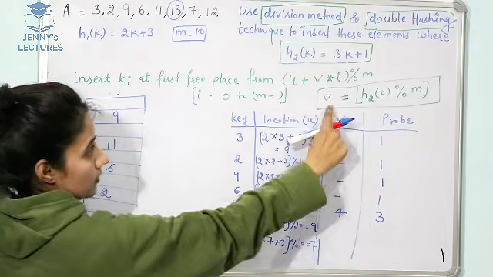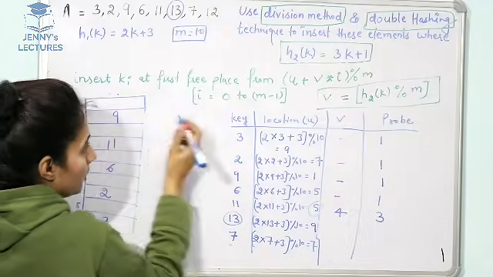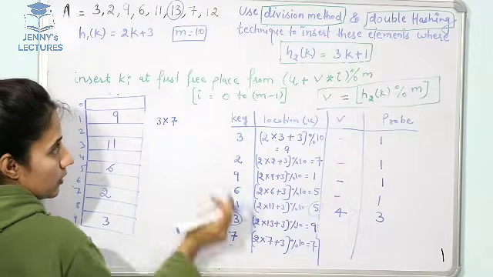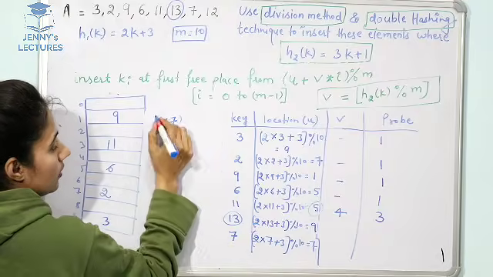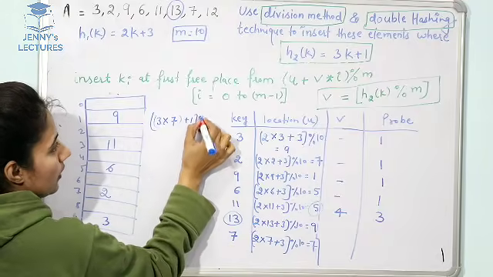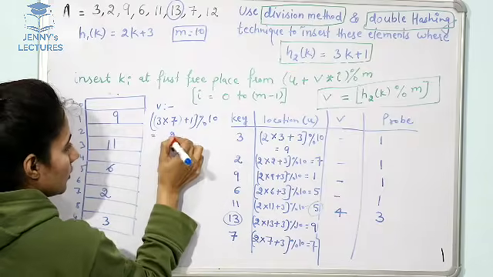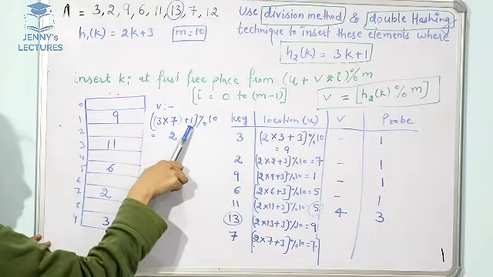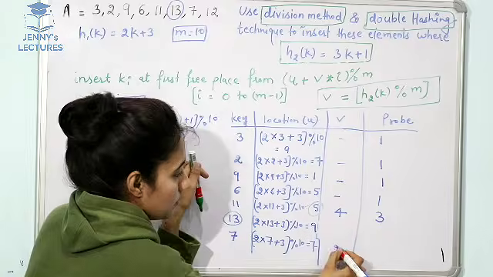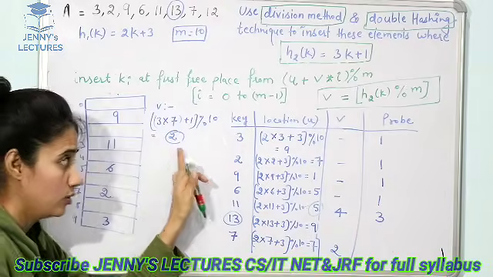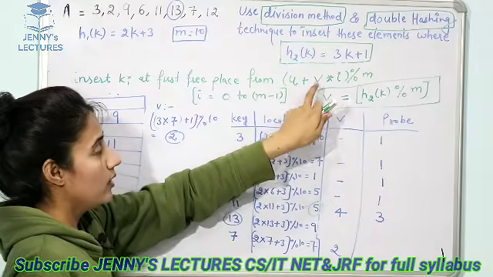What is value of v? Using the division method, h2(k) is 3k plus 1. 3 into k is what? 7, because we are calculating for this 7. Plus 1, and mod m, that is 10. This would be, I guess, 2. 21 plus 1 is 22, mod 10 is 2. We have calculated value of v as 2, but that is not the end. You are supposed to calculate the free location. Put this value of v in this formula.